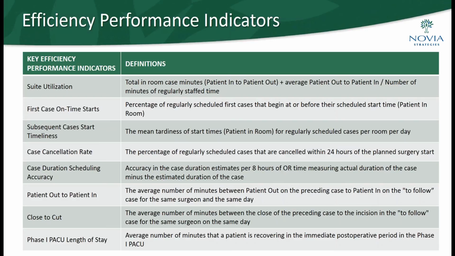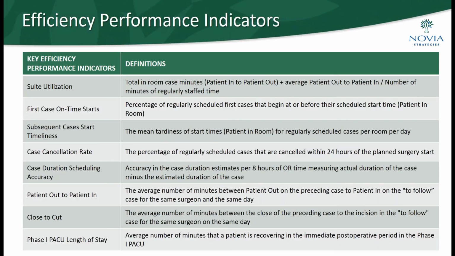Case duration scheduling accuracy, that's using the historical case data and measuring that for 8 hours of OR time. Patient out to patient in, the minutes from one patient leaving the room to the next patient going in. And we measure that for the same surgeon on the same day, as well as close to cut. We look at from the close of the first surgery to the cut of the second procedure, and then throughout the day for the same surgeon on the same day.